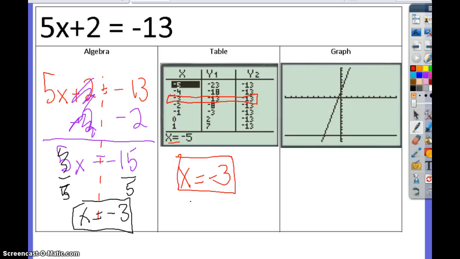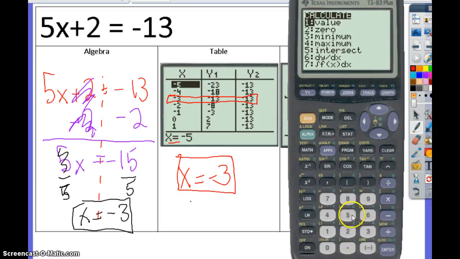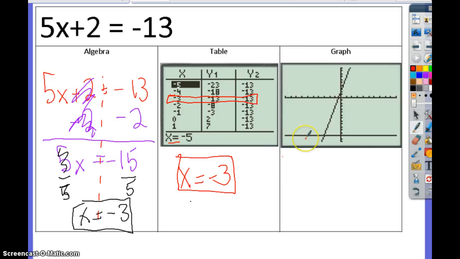Okay, and then for the graph, if I wanted to find the solution, I would need to find the intersection. So second calc, option number 5, enter, enter, enter, and the intersection should be negative 3, and it is. So I can circle the intersection here on the graph, and we notice that that happens where x equals negative 3, so the solution is again x equals negative 3.